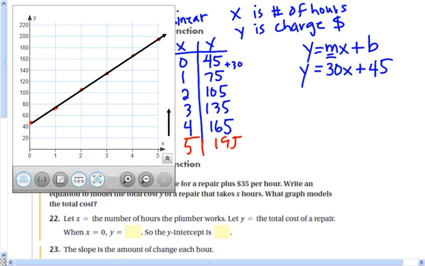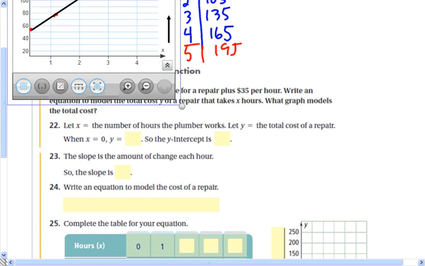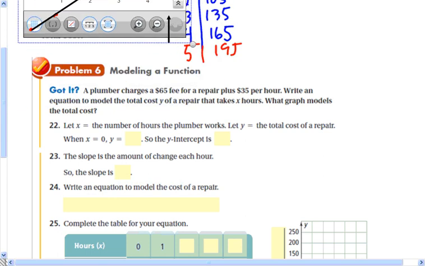All right, here's a problem for you to try. A plumber charges a $65 fee for a repair plus $35 per hour. Write an equation to model the total cost Y of a repair that takes X hours. What graph models the total cost? Go ahead and try that, and you can check back with your answers.